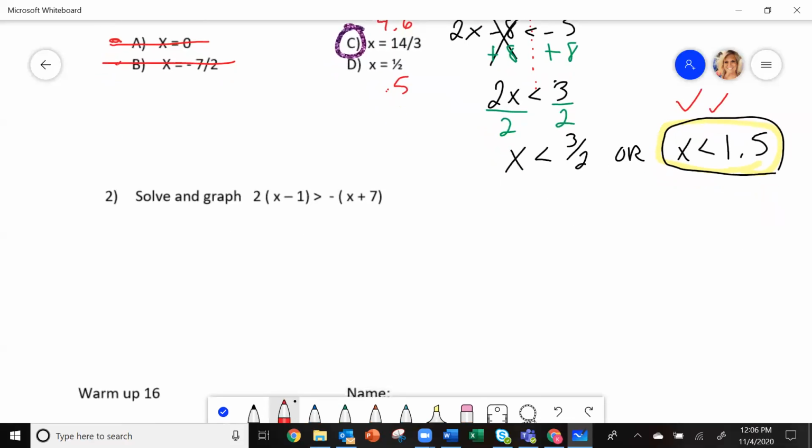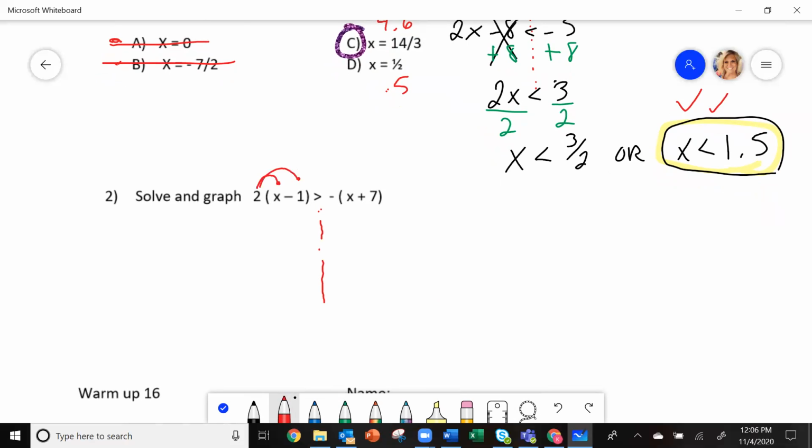On number 2, to solve this, first you would have done the distributive property for both sides. 2 times x is 2x. 2 times -1 is -2. And that is greater than, now, if there's just a negative, that's a 1. So -1 times x is -x. -1 times 7 is -7.